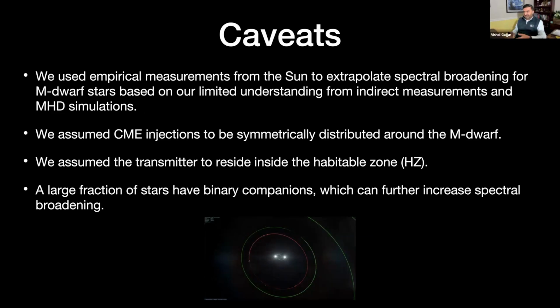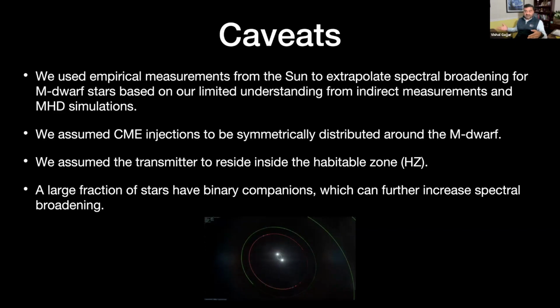And your guess is as good as mine, and may be off by an order of magnitude. We also assume the CME injection in its environment to be symmetrically distributed around the star, but it may not be. It could be more in the elliptical plane or more towards the coronal holes or somewhere. We don't know. We also assume the transmitter is inside the habitable zone.